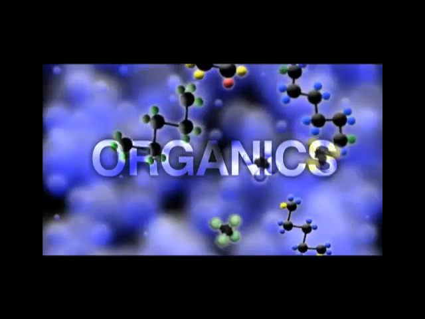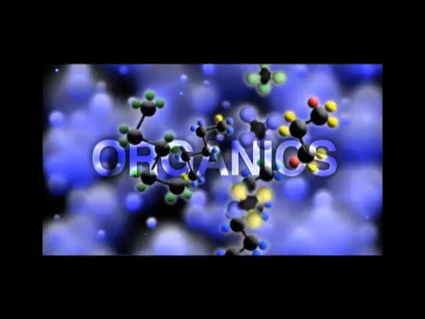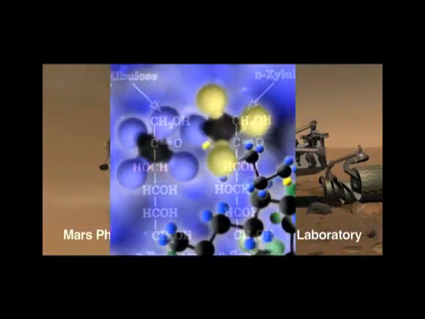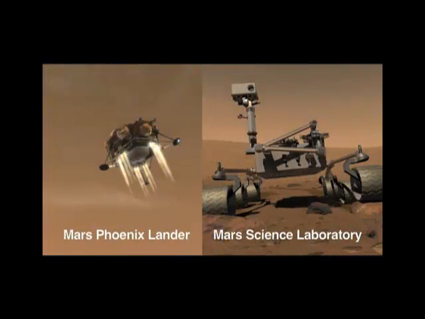We want to detect organics because organics are the building blocks for life. Organics are molecules that contain carbon, and we know that carbon is a central element that makes up our bodies and makes up life. So both Phoenix and the Mars Science Laboratory will search for organics on Mars.